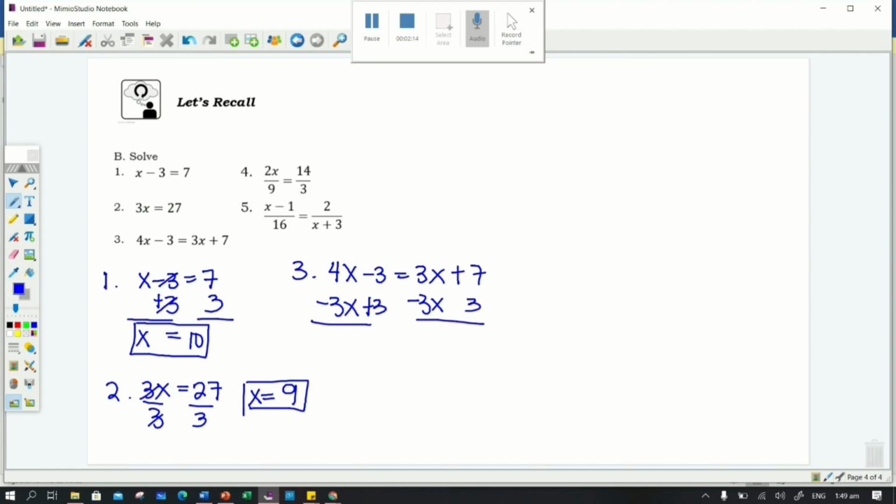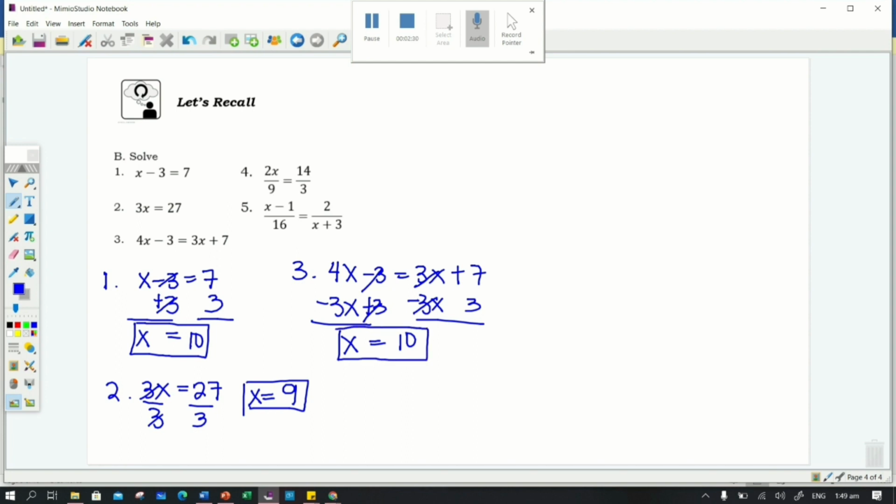So 4x plus negative 3x, that is x. So this cancelled out, is equal to 3x plus negative 3x, that is 0. Then 7 plus 3, the answer is 10.